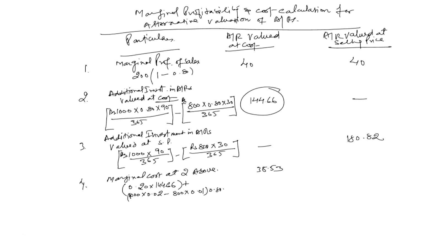38.53 crores, and similarly if we calculate the cost here in this case. So, the marginal cost here is going to be how much? 0.20 into how much is the investment we have made at the selling price? 180.82 crores, plus additional is going to be 1000 into 0.022% bad debt losses. We are not going to get these funds back, bad debt losses are going to be there, and then minus 800.